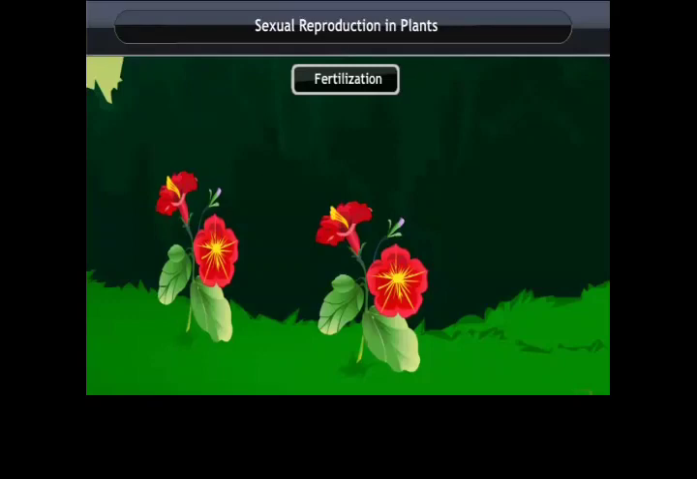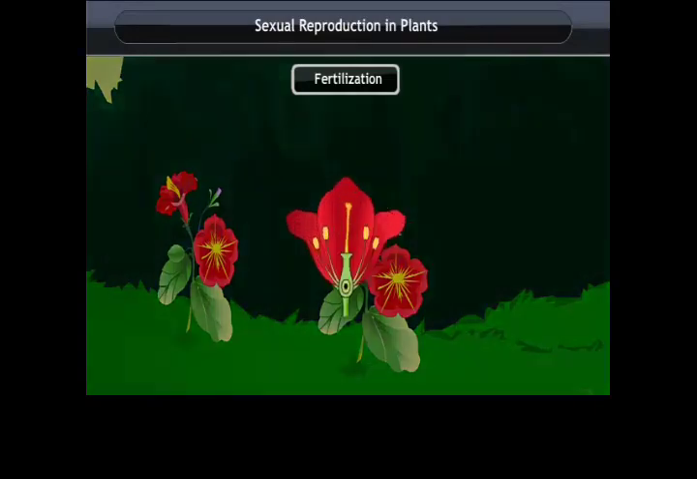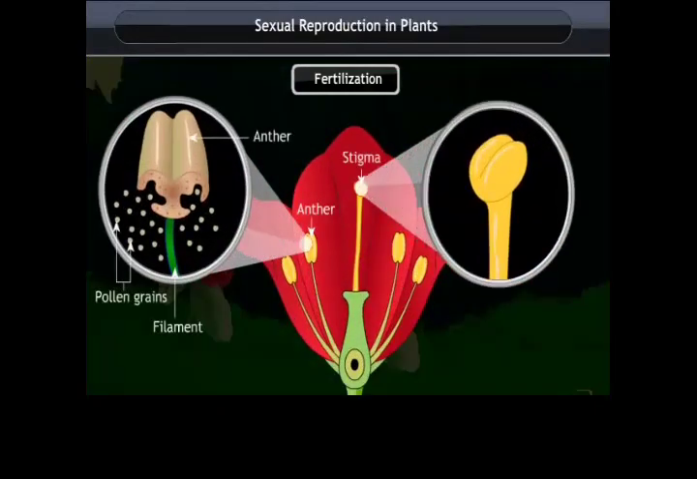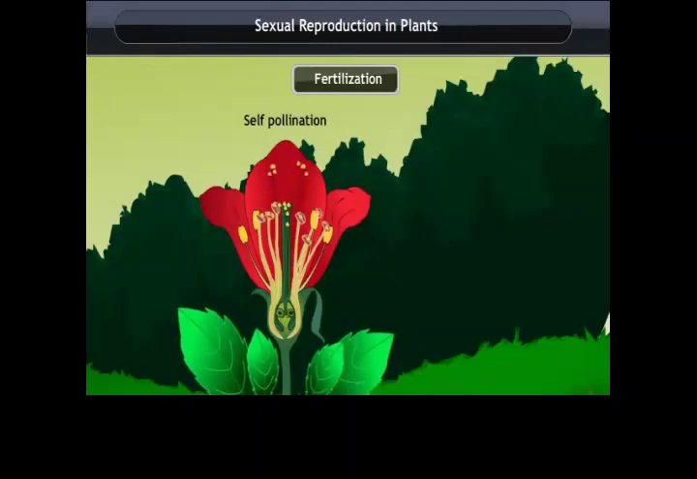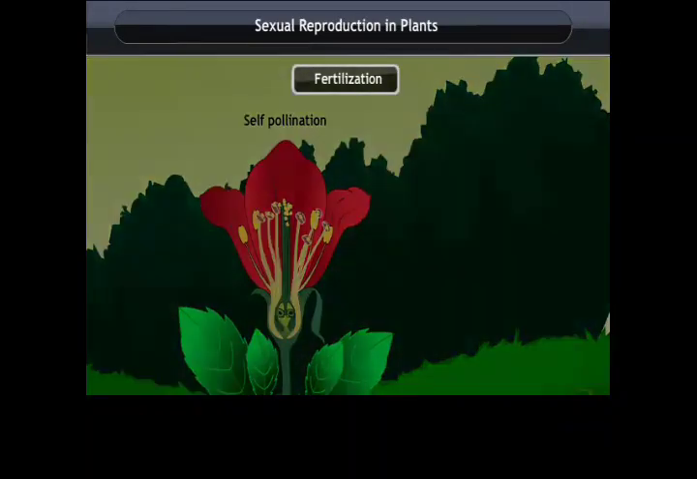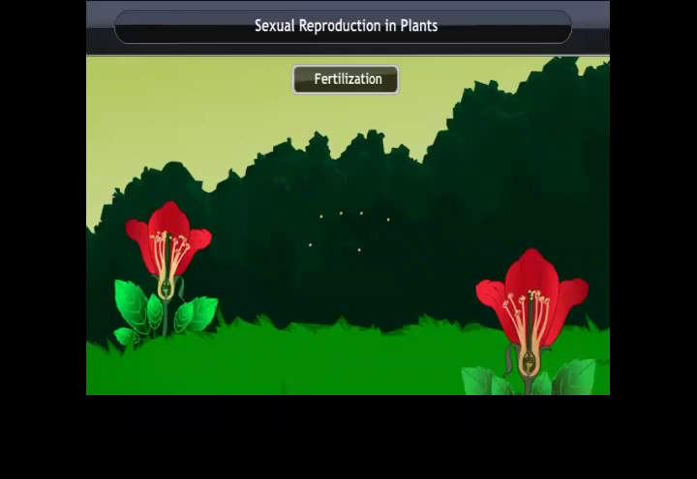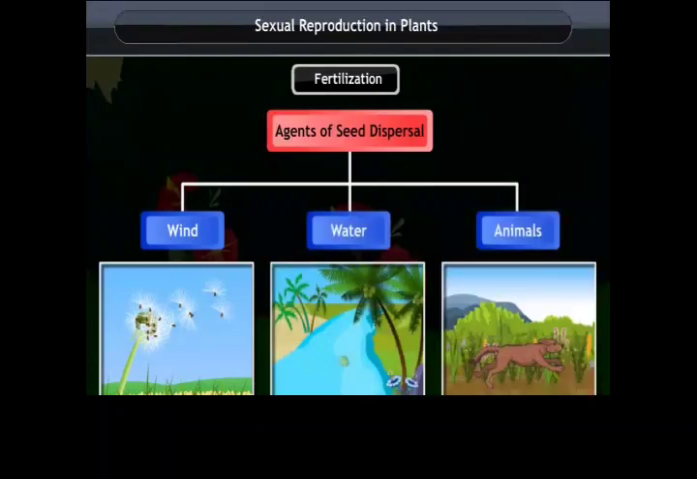Fertilization. Let us discuss the transfer of male and female gametes in plants. If this transfer of pollen occurs in the same flower, it is referred to as self-pollination. On the other hand, if the pollen is transferred from one flower to another of the same plant or to another flower of the same kind, it is known as cross-pollination.